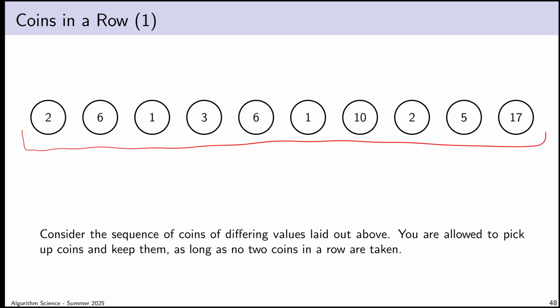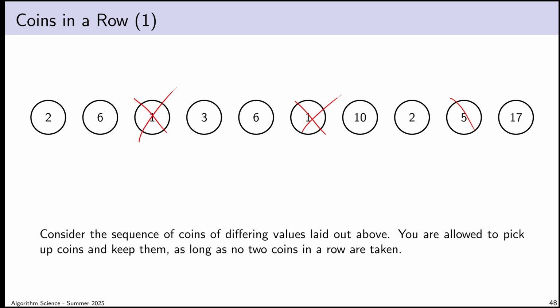You can take any collection of coins you want as long as you never take two coins that are next to each other. So for example, if you want to, you can take this coin and this coin and this coin. And if you want to, you could take this coin and this coin and this coin and this coin. And if you want to, you could take this one and this one and this one and this one. So you can take any collection of coins you want, but you cannot take two that are next to each other. You can take two that are separated by one coin in the middle, but you can never take two coins that are right next to each other.